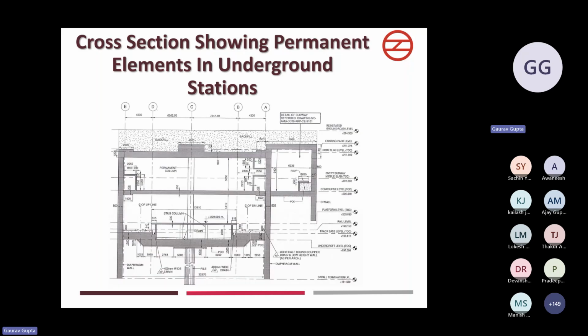Now this is a cross section showing all the permanent elements in an underground station. You can briefly see here that there is a diaphragm wall, a roof slab, and then concourse slab, and then a base slab with a pile and platform slab, permanent column. You all can see in this cross section.